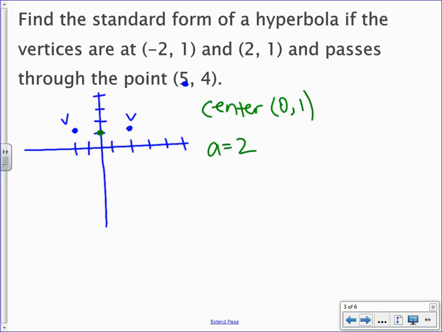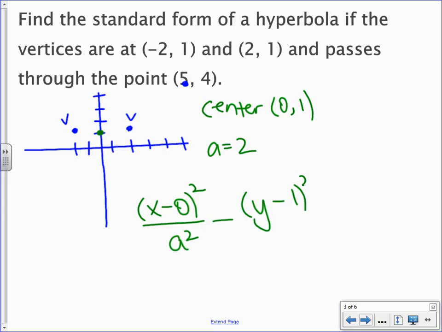Okay, so since they gave us a point, we can plug it in to help us find something. That is a good thing. Before we do that, we'll need to write our equation down, but I need to know how to write it. Sean? It's horizontal. Okay, we need to say that it's horizontal so we know how to write the equation. So, horizontal, we're going to have x minus 0 squared over a squared minus y minus 1 squared over b squared equals 1. Okay? We know a is 2, so a squared can become 4.